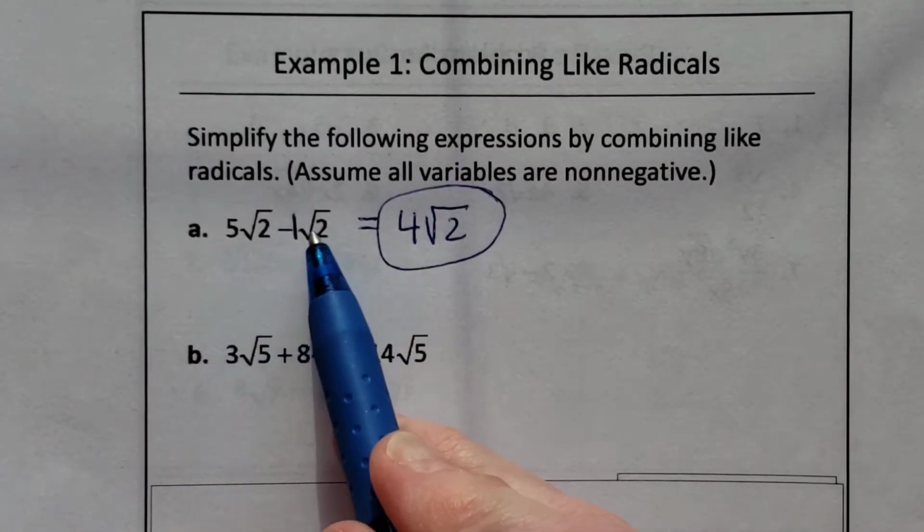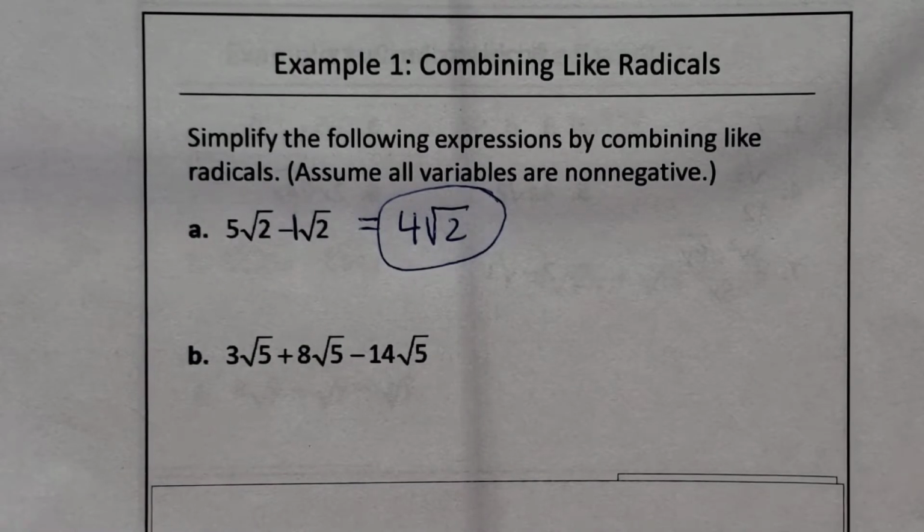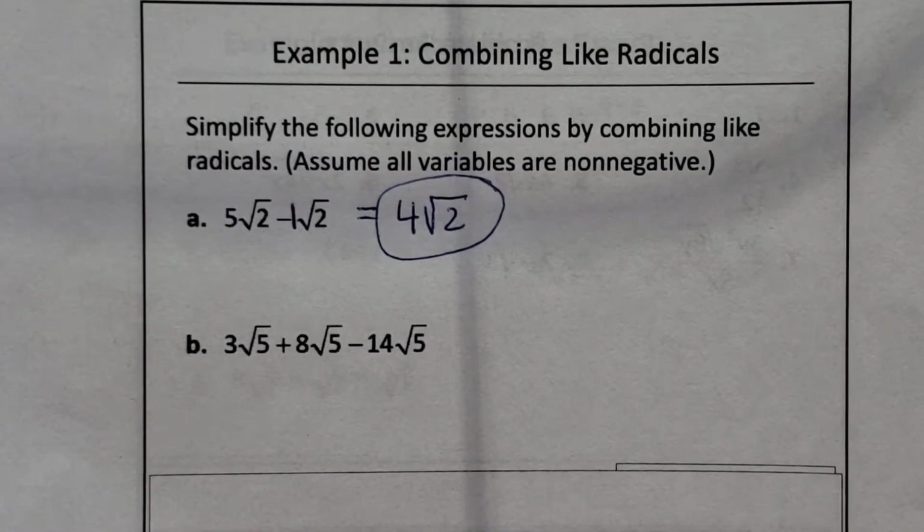If the radical matches exactly, it makes them like terms. If what's under the radical, I should say the radicand, doesn't match exactly, they're unlike terms, so you can't add and subtract them.